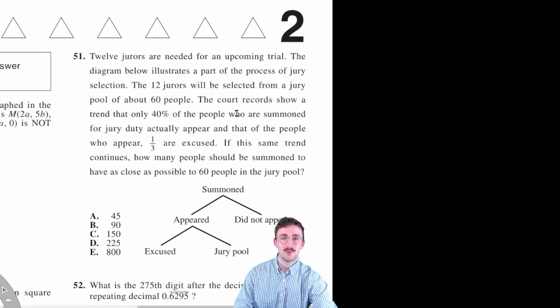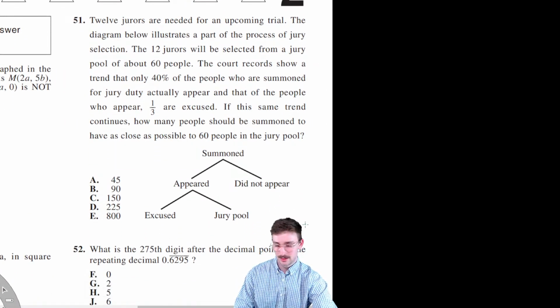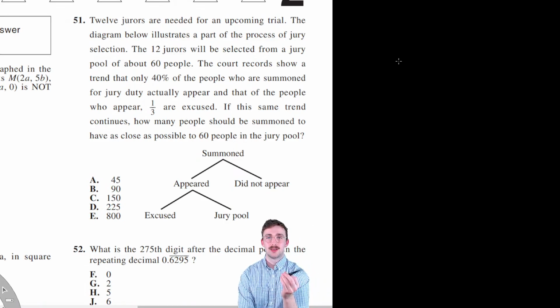Here we are with number 51. Twelve rural jurors, jurors from a rural area, are needed for an upcoming trial. The diagram below illustrates a part of the process of jury selection. The 12 jurors will be selected from a jury pool of about 60 people. The court records show a trend that only 40% of the people who are summoned for jury duty actually appear, and that of the people who appear, a third are excused.